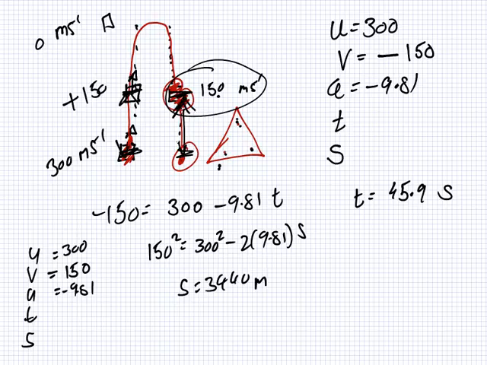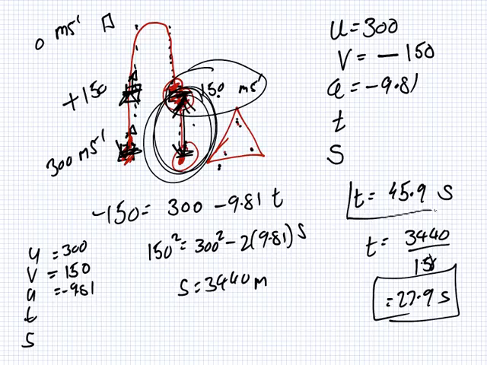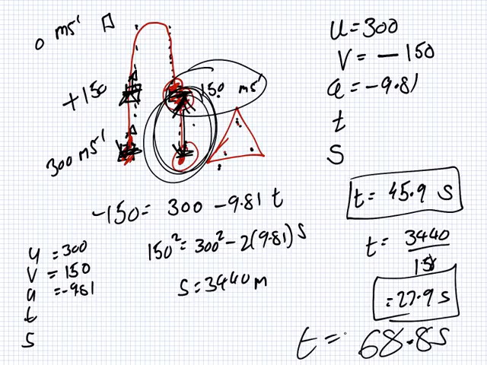So this part here would be the same. So the time for the second part would be distance over speed. And what's the speed for this last part of the journey? 150. 22.9 seconds. So we take this and we add it to this. 68.8 seconds is the time.